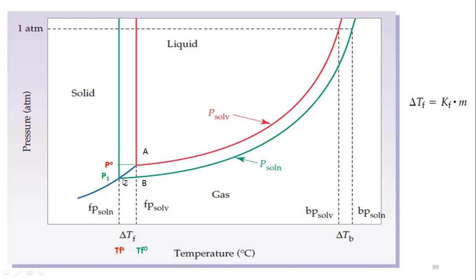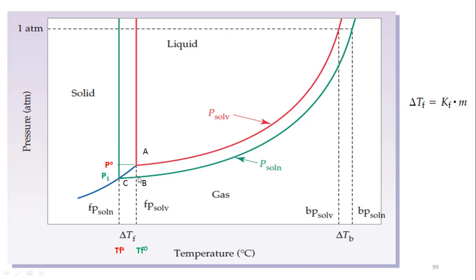And I am repeating this again and again. In the first lecture, this is the lowering of the vapor pressure in the case of the solution as compared to the pure solvent. So the solution has less vapor pressure as compared to the pure solvent. So this is point A, the vapor pressure of the pure solvent, and this is the freezing point of the pure solvent. And point B is the vapor pressure of the solution.